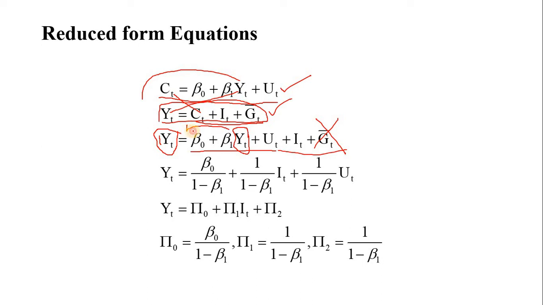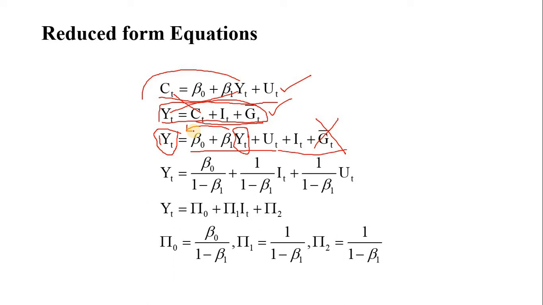So what will be the equation? yt is equal to yt minus beta 1 yt. Now I am just taking one yt. So what will be the parameter of this yt? 1 minus beta 1. So now my dependent variable is (1 minus beta 1) into yt is equal to beta 0 plus ut plus it.